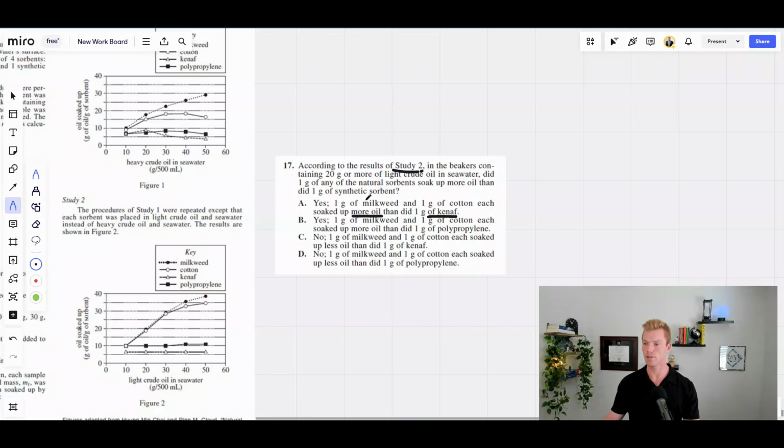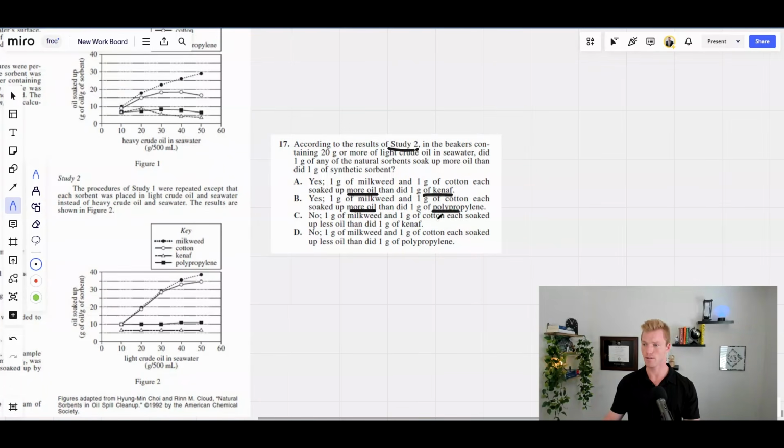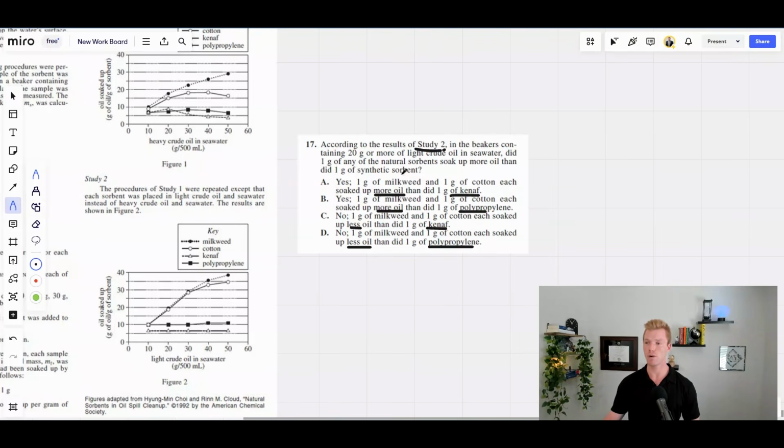Milkweed and cotton soaked up more oil than polypropylene, or whatever that says. And then we've got milkweed and cotton soaked up less oil than kanaf. Milkweed and cotton soaked up less oil than polypropylene. So again, if I had gone straight to try and find all this information from the graphs and from the descriptions, then I wouldn't even know what I'm comparing here. But now that I've looked at the reasonings to the answer choices, I know that I'm comparing milkweed and cotton with kanaf and polypropylene.